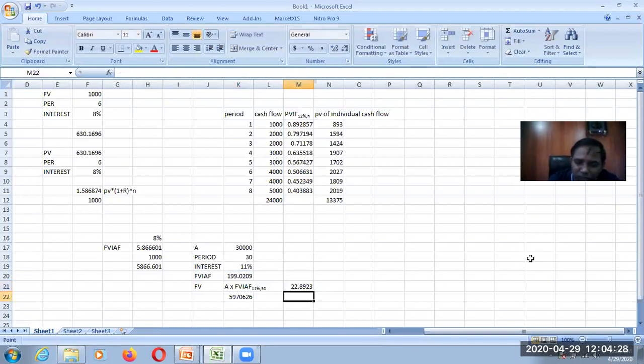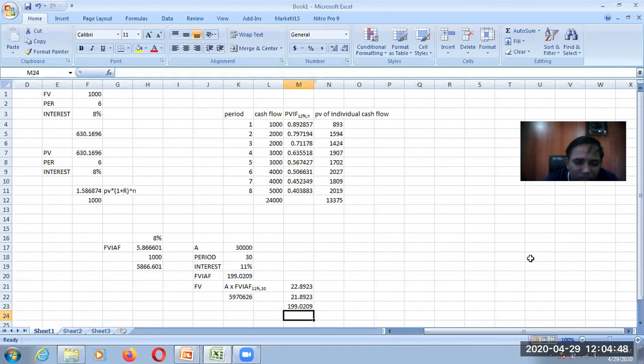I will solve this much only. So 1 plus R raised to n, after that it is minus 1, and after that divided by R, the rate of interest. The answer is here. So you can go face to face for solving this also.